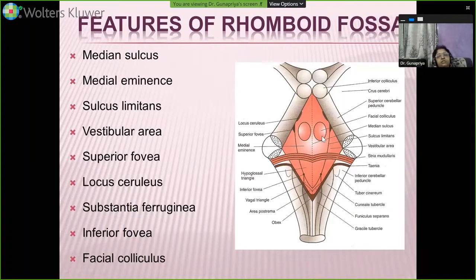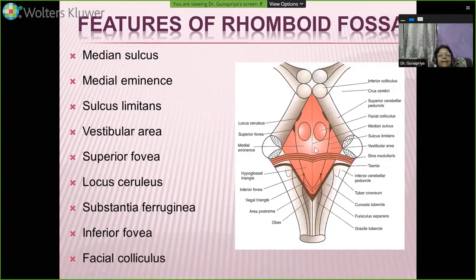On the dorsal surface of pons, known as facial colliculus. So median sulcus is there, medial eminence. Why am I saying this as median? Because midline. Anything in the midline is median, M-E-D-I-A-N, median or midline. Anything very close to the median plane or midline or sagittal plane is medial. Anything away is lateral. Okay.